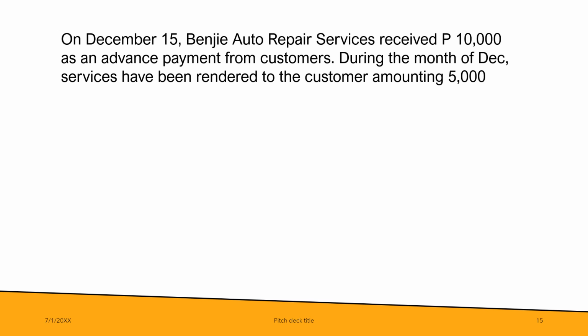Assuming that on December 15, Benji Auto Repair Services received 10,000 as an advance payment from customers. During the month of December, services amounting to 5,000 have been rendered to the customer. Remember, according to the revenue recognition principle, we will only record a credit to income when we earn that income. And when do you say that the income has been earned? When the services are already provided.